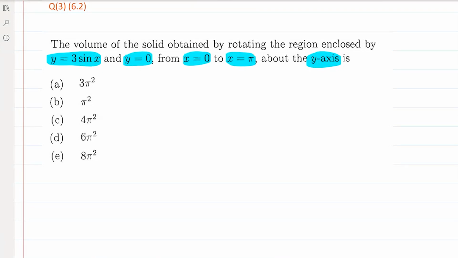So the volume is very important, guys, because I expect at least in the exam you will have 1 to 2 questions about volumes. So it's very important, okay? It is very important.